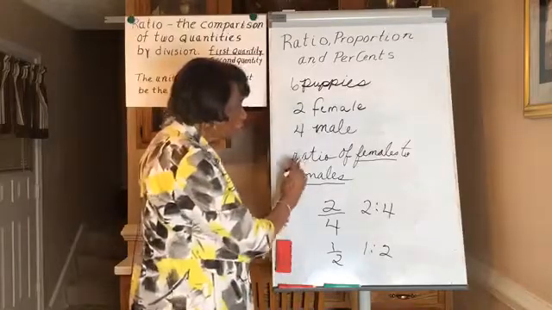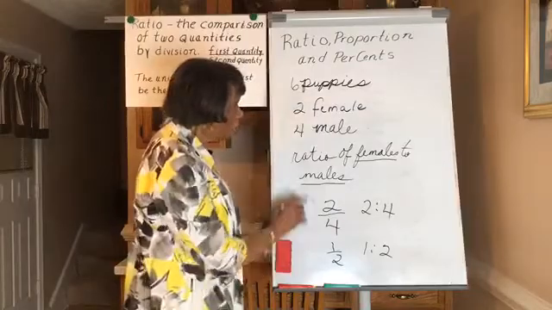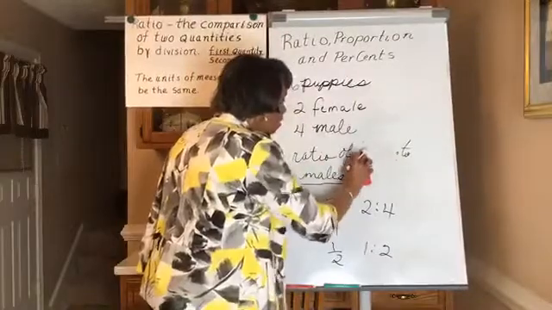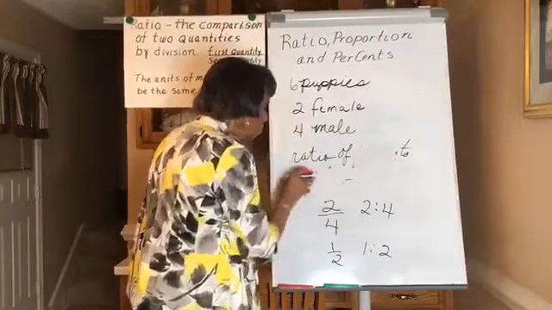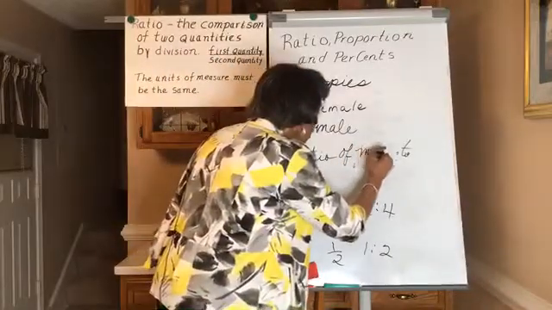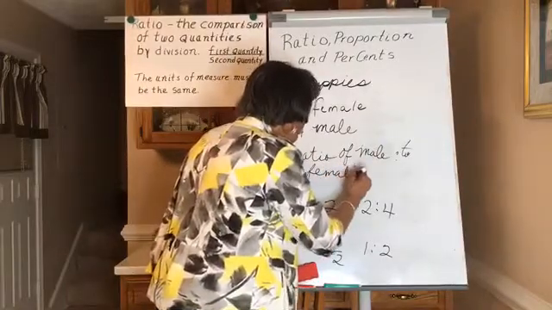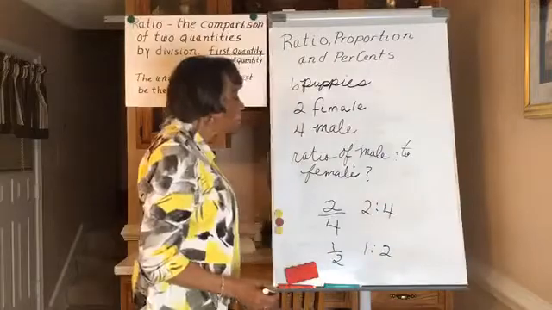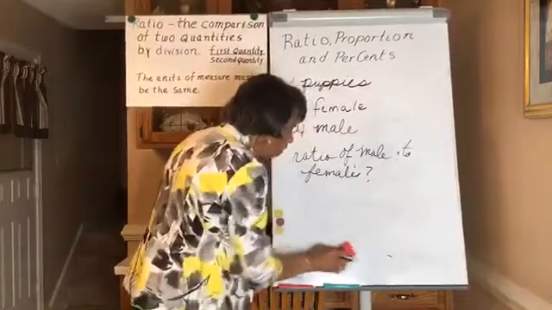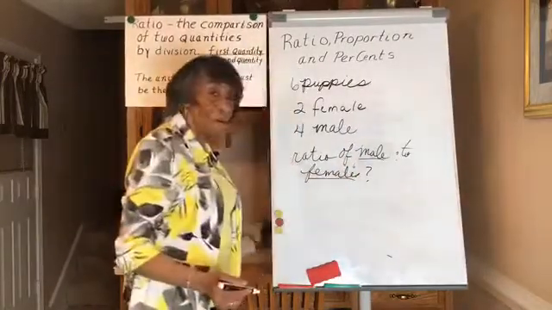All right, what's the ratio of the males to the females? Let's do that one. I'm going to change it to just the opposite. What's the ratio of the male puppies to the female puppies? So this time our ratio is the first mentioned, so males and females. So it's males over females.